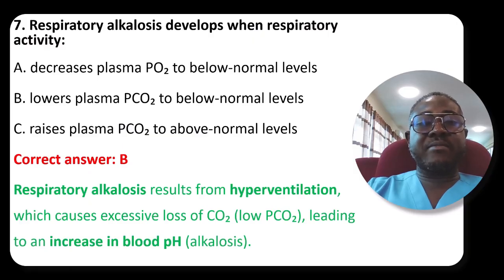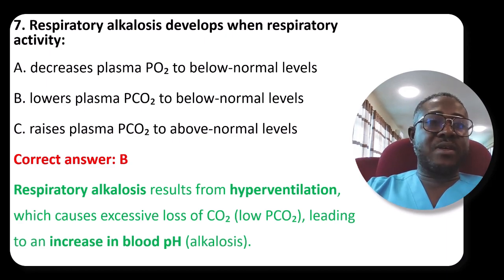Decrease plasma partial pressure of oxygen. When the oxygen level is reduced, the normal level is 80 to 100. If it is reduced, then it means the patient is not having what? Alkalosis. But if it is high, then the patient is having what? Alkalosis. So that is not the answer here, because we are asking for what would lead to respiratory alkalosis. So let's look at the B.